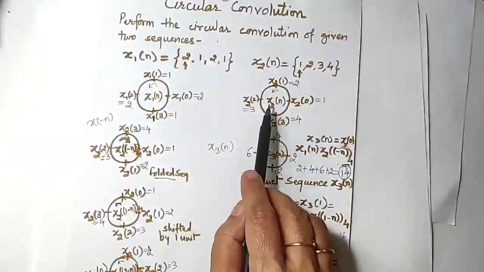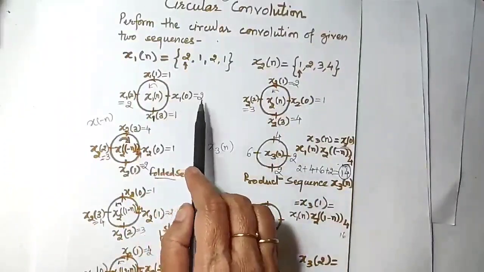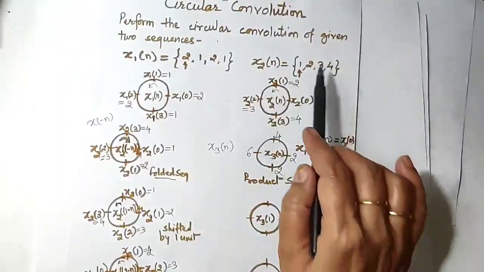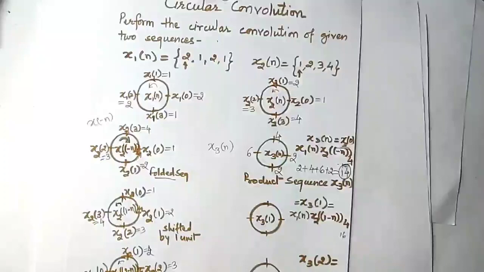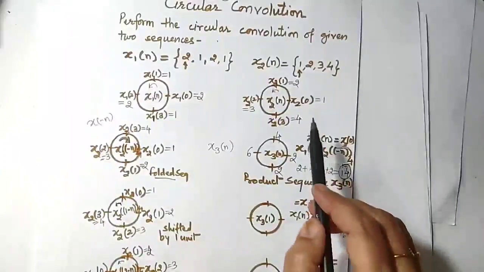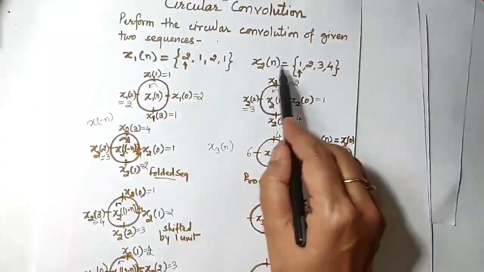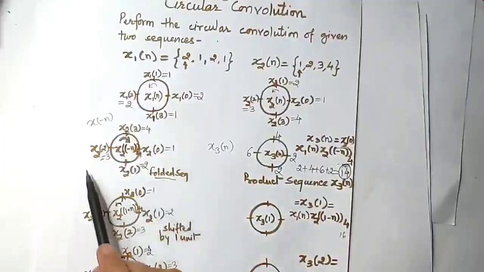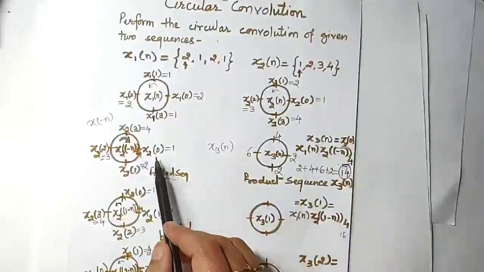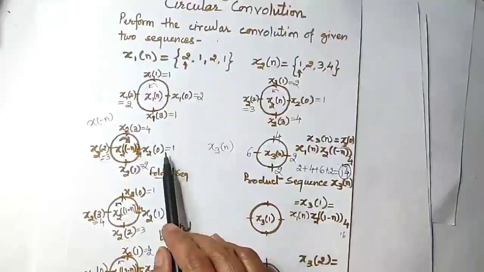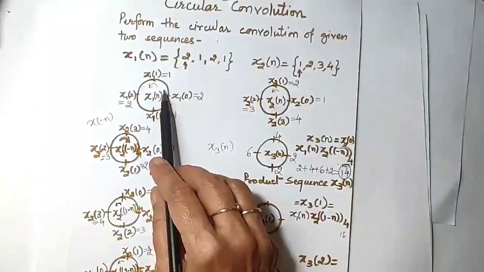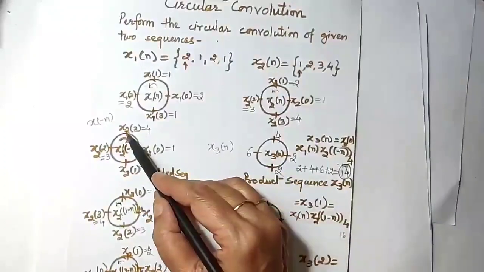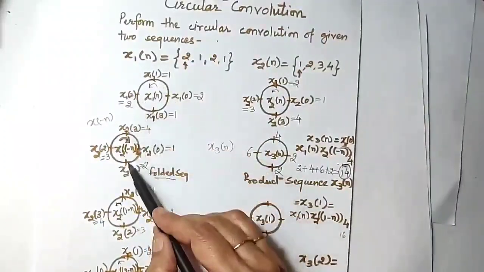Initially we have considered the direction of plotting the sequences in the anti-clockwise direction. This is the original value of x1[n] and x2[n]. Now for folding, we have shifted this value anti-clockwise. So we have this x0, 1, 2 and 3. Now the next step is multiplying with this x1[n]. So the value of this x0 with this x0, then this value, then this value and then this value.